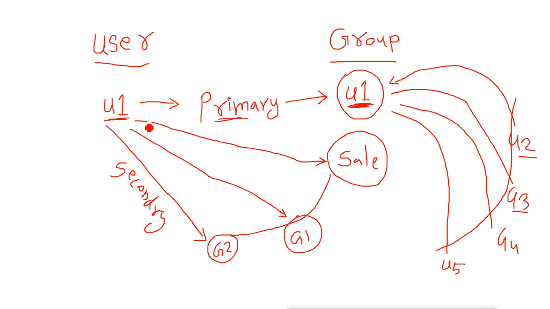By default, every user comes with a group. So if I create user 2, user 2 will get the user 2 group also. That is the primary group. User 3 will get a primary group of its own. User 4 will get a primary group of its own.